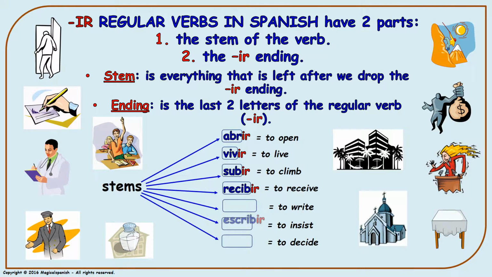RECIB. Now we have escribir, to write, and the stem is ESCRIB. Our next verb is insistir, to insist, and the stem is going to be INSIST. And finally we have decidir, and the stem of this verb is going to be DECID.